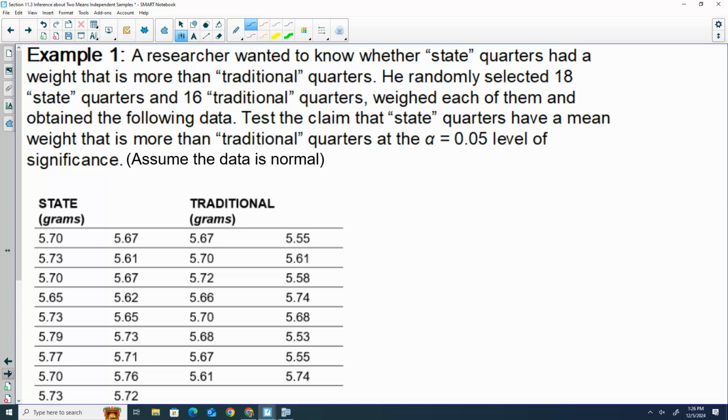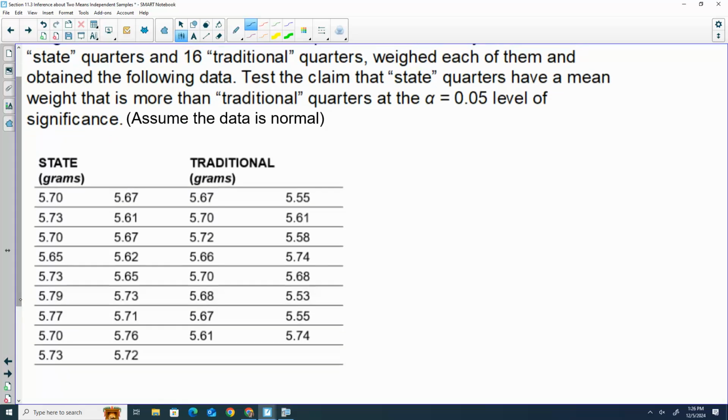So a researcher wanted to know whether state quarters had a weight that was more than traditional quarters. He randomly selected 18 state quarters and 16 traditional, weighed them, and obtained the following data. So before we do anything, before we even enter this in the calculator, can you tell me, why is this not matched pairs data? 18 and 16. Okay, big clue is they're different sizes, so they can't be.